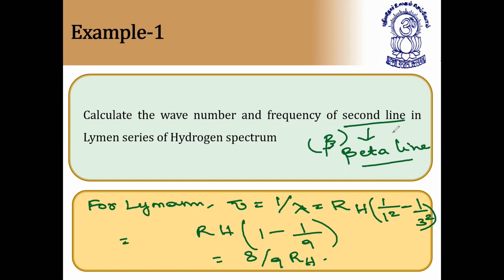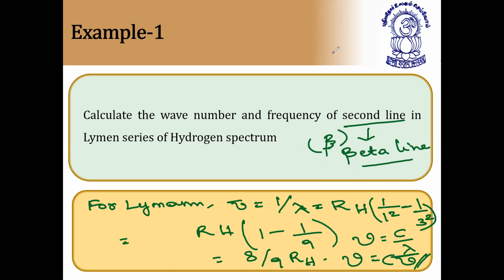After finding the wave number, how to calculate frequency? Frequency is equal to 1 by time period. Nu bar is equal to 1 by lambda. Nu is equal to c by lambda, so from this we can find the formula of frequency: nu is equal to c by lambda, or nu is equal to c into nu bar, because 1 by lambda is the wave number. Here c is the velocity of light, that is 3 into 10 to the power 8 meters per second. By applying these two formulas, definitely you'll get the answer.